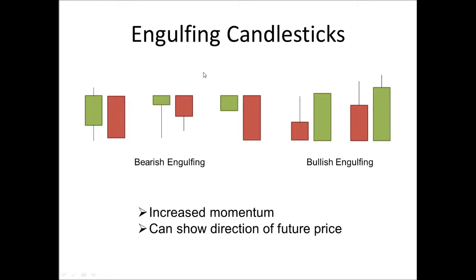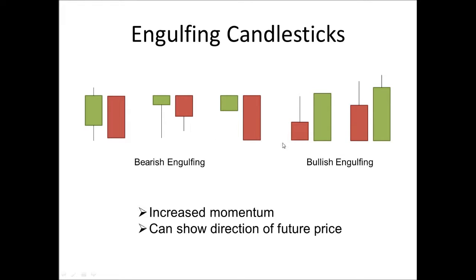So here are three examples of bearish engulfing candles. You'll notice that these bearish engulfing candles engulf or overshadow the candle previous. And here are two more examples of bullish engulfing candles. So the candles engulf or overshadow the candles previous. Obviously a bearish engulfing candle is when the closing price is lower than the opening price, and a bullish engulfing candle is when the closing price is higher than the opening price.